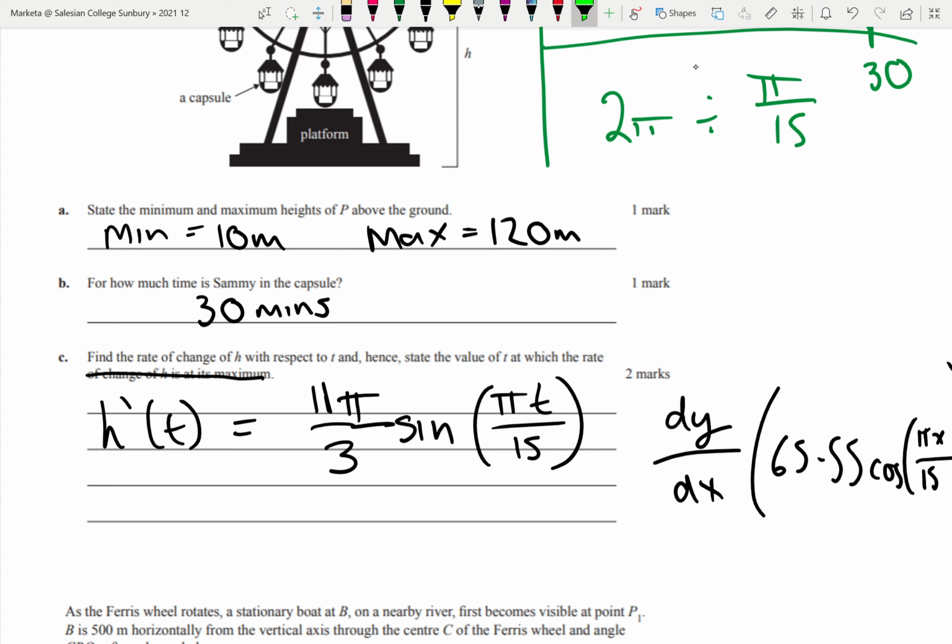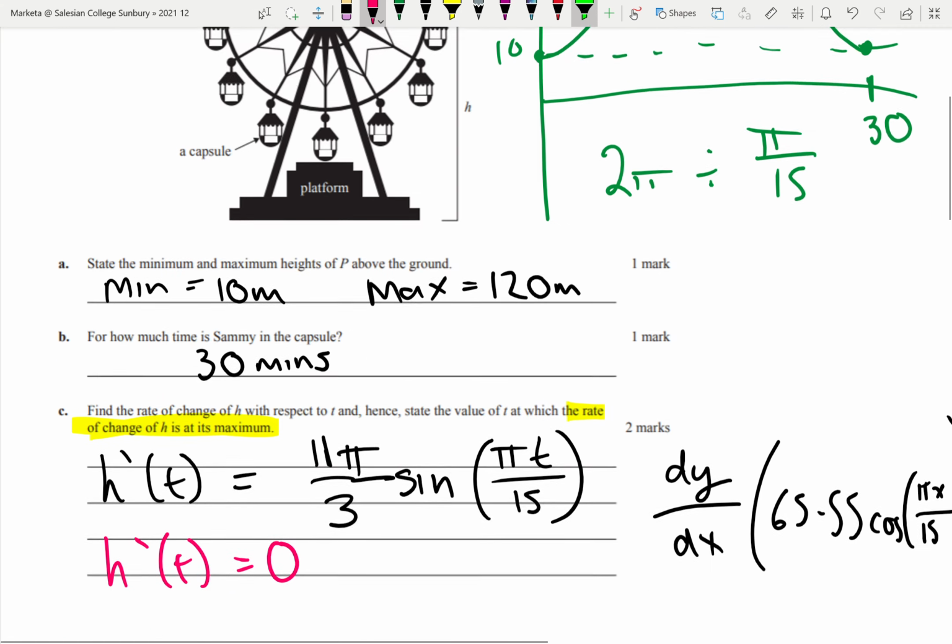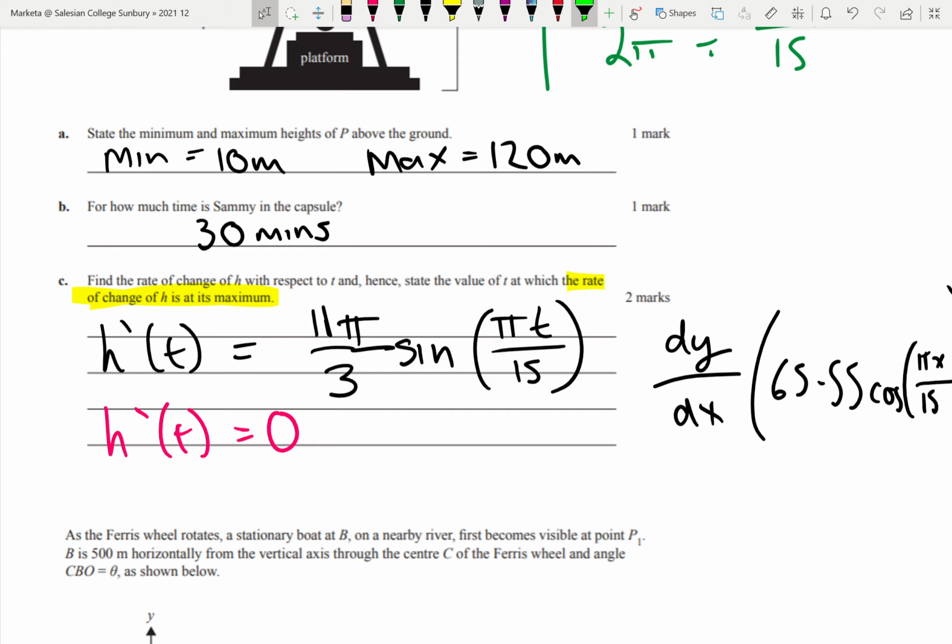Now let's see what they ask for next: and hence state the value of t at which the rate of change of h is a maximum. Now look at the wording here, the rate of change of h is a maximum. So we've got 2 options here. It's not saying where h is a maximum, so it's not h dash of t equals 0. That will give us the maximum of the h graph. We're not looking for the maximum of the h graph. We're looking at the maximum of h dash of t. So the maximum of this.